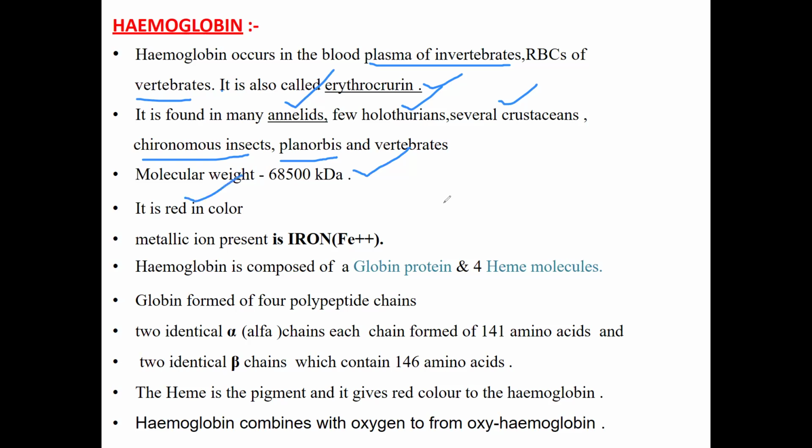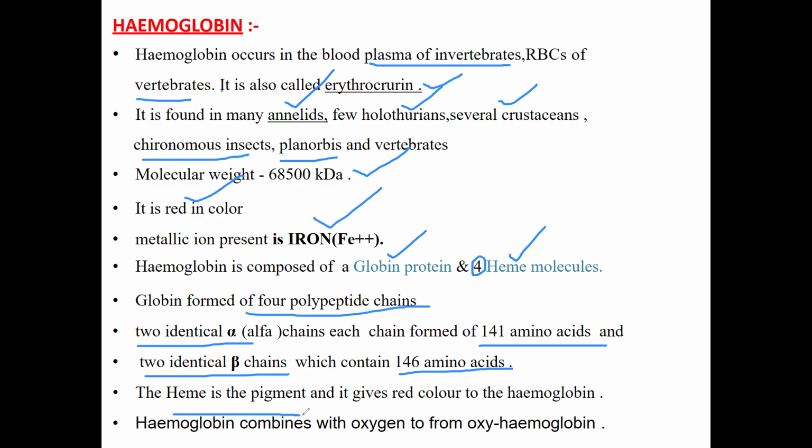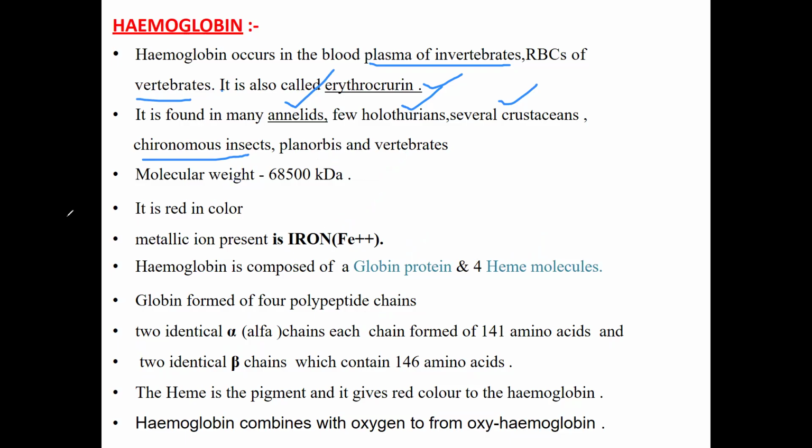Its molecular weight is 68,500. We all know that it is red in color due to the presence of iron. It is made up of a globin protein and four heme molecules. Globin is made up of four polypeptide chains: two identical alpha chains, made up of 141 amino acids, and two identical beta chains, each made up of 146 amino acids. Heme is the pigment, and it gives red color to the hemoglobin. Hemoglobin combines with oxygen to form oxyhemoglobin.